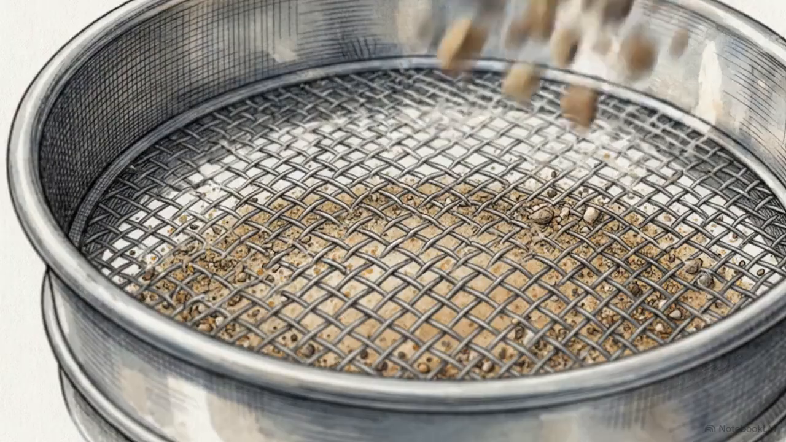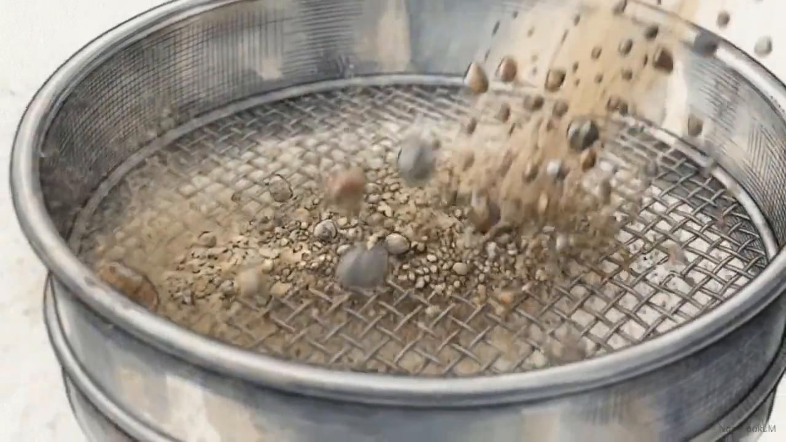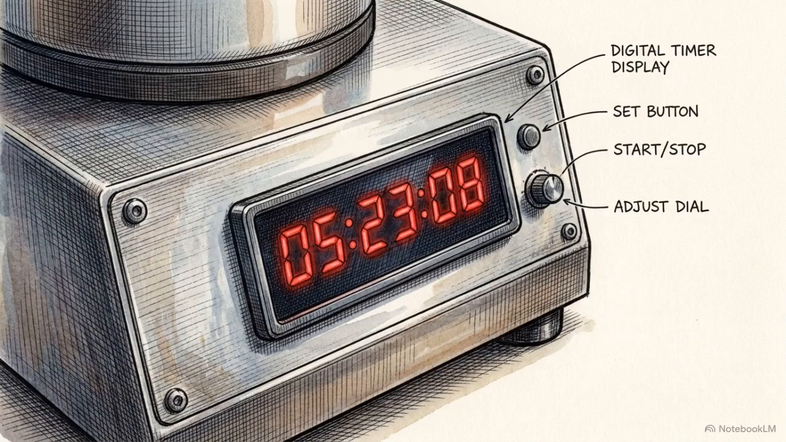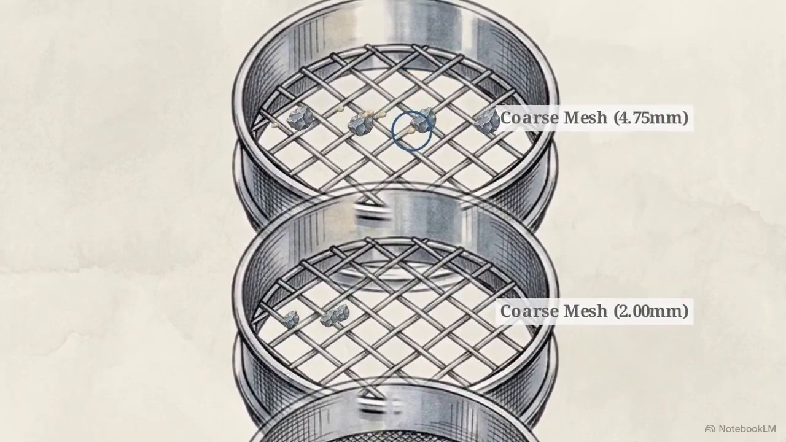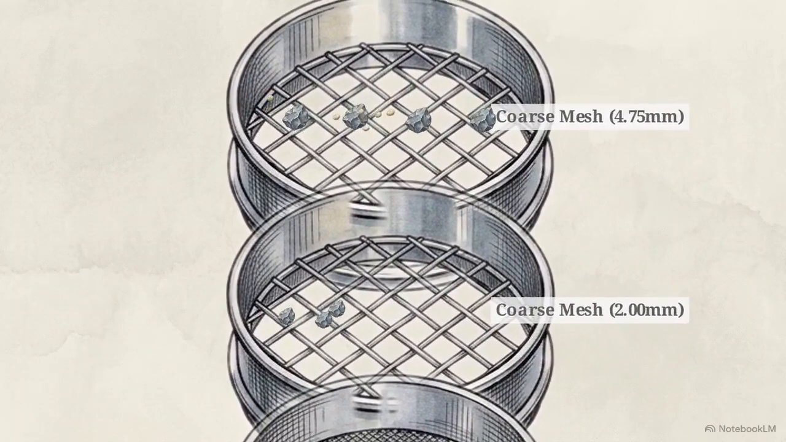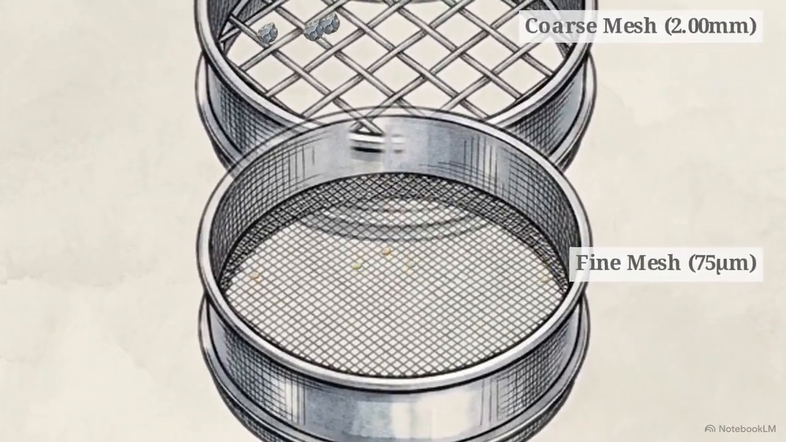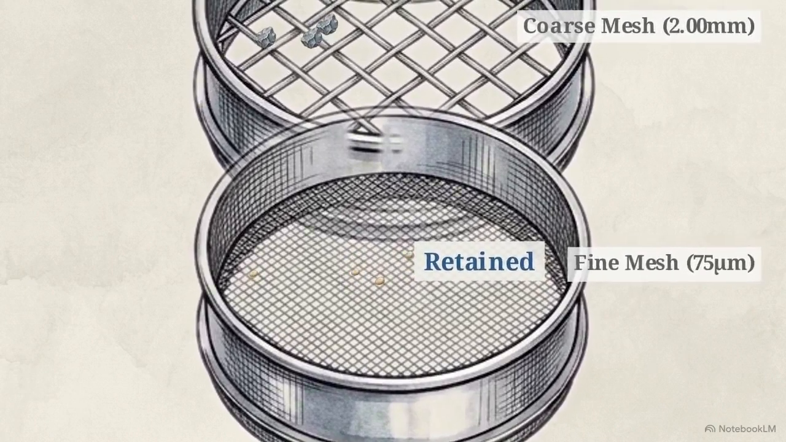Once the motor is active, the machine vibrates the stack. This kinetic energy forces the particles to move across the mesh surfaces. The shaker runs for 15 to 30 minutes, providing enough time for the particles to find the gaps they can pass through. This mechanical process ensures consistency, forcing every individual grain of sand through the stack until it reaches a mesh too small to pass through.